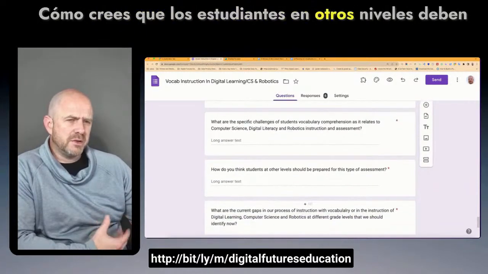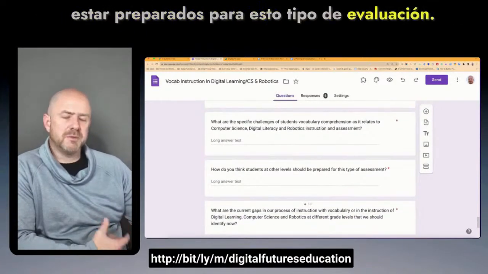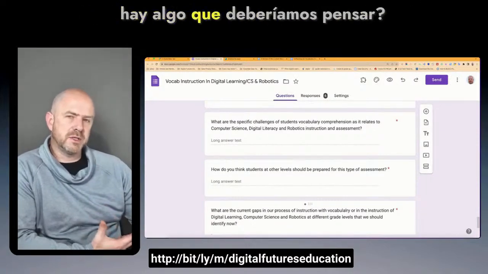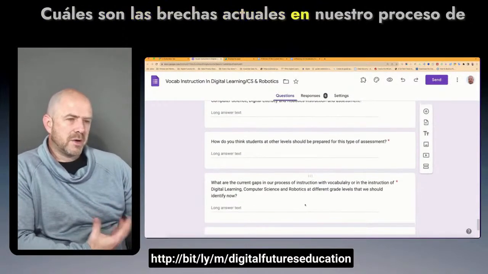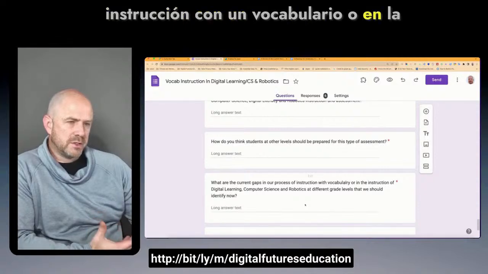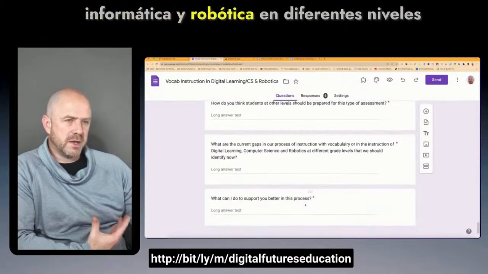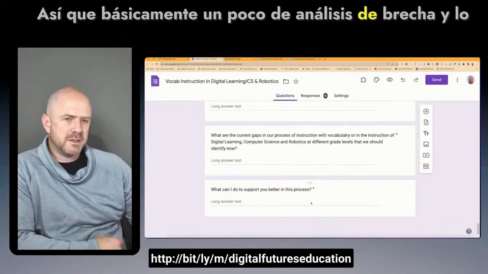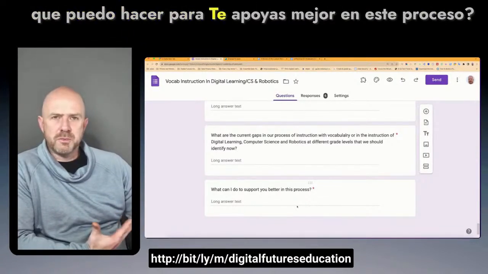How do you think students at other levels should be prepared for this type of assessment? If students are coming up to this level and there's a higher focus on vocabulary, is there something we should think about? What are current gaps in our process of instruction with the vocabulary or in the instruction of digital learning, computer science, and robotics at different grade levels we should identify? So basically a little bit of a gap analysis and what can I do to support you better in this process?